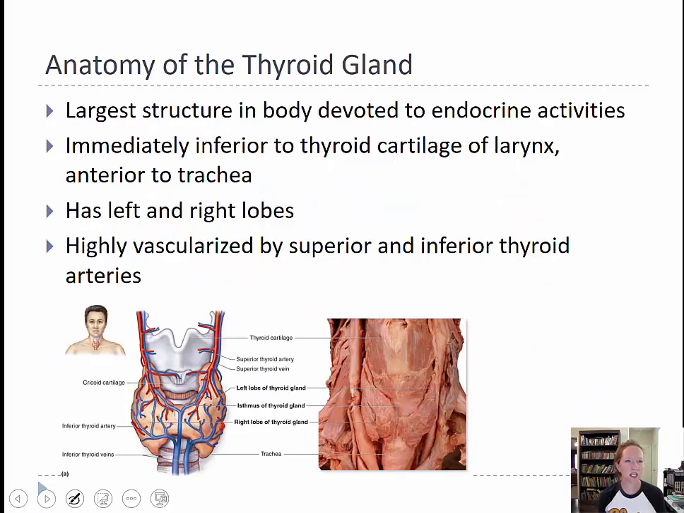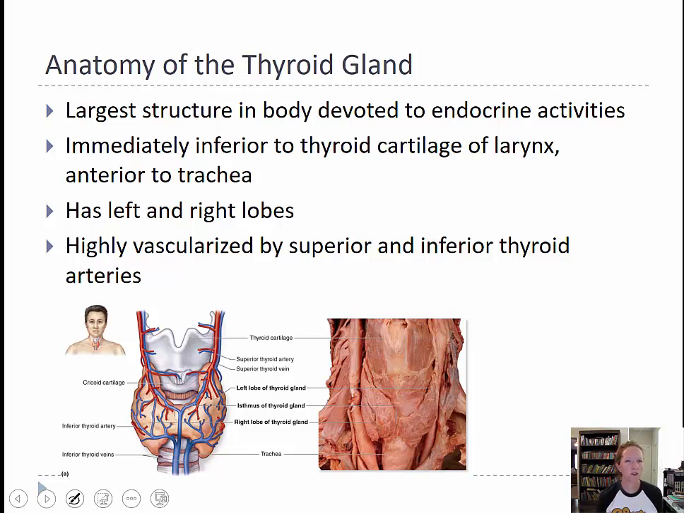All right, so first let's take a look at the anatomy of the thyroid gland. So one of the things that you do is you look for your larynx, and you just kind of move down, and there's your thyroid gland. We'll talk a little bit later in the respiratory system about the larynx and the thyroid cartilage. But basically, you kind of look for your Adam's apple and then move a little bit down from there.